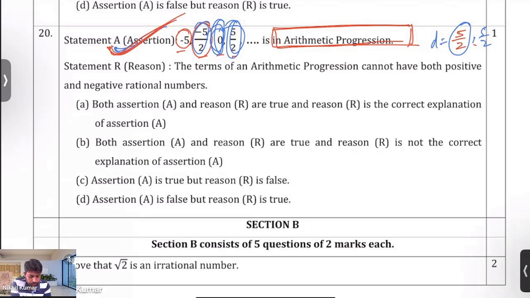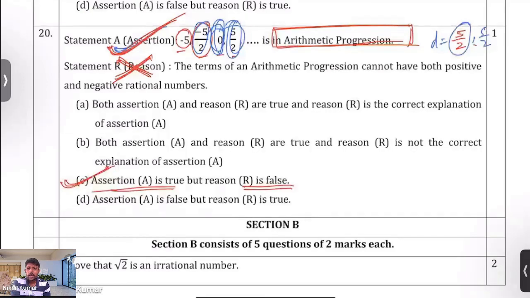What about the reason? The reason says the terms of an arithmetic progression cannot have both positive and negative rational numbers. What kind of statement is this? This is not true, certainly. An arithmetic progression can have both positive and negative numbers. There's no harm in that. So yeah, this statement then is not correct. Reason is wrong or reason is false. That means reason is false, assertion is true. Option number C is our answer.